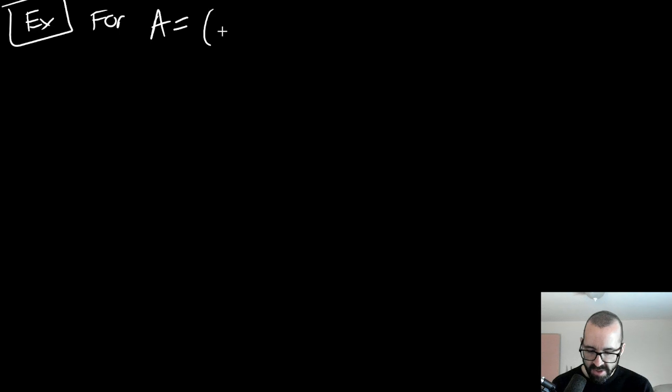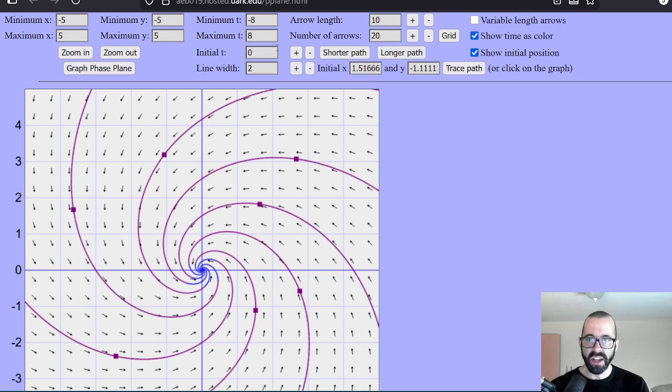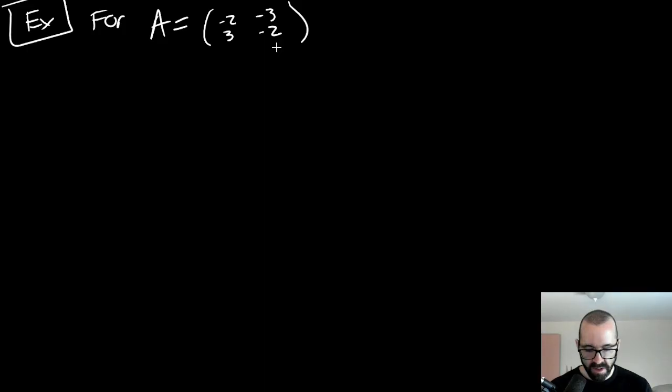So let's go back to our old matrix, the first example that we did today, that we showed you the phase portrait of and the direction field. For that coefficient matrix, we found that our eigenvalues were -2 plus or minus 3i. Let's just look at one of them. Let's just look at -2 plus 3i.